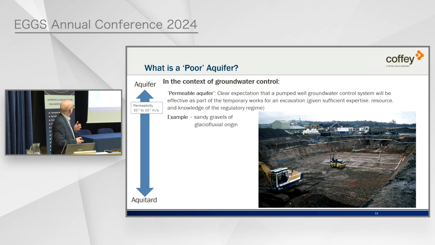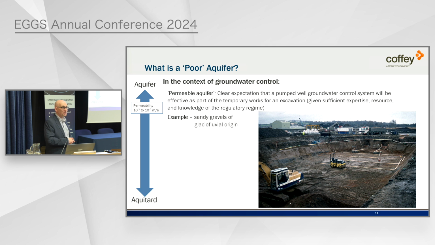So in groundwater control terms, with a permeable aquifer, you would have a clear expectation that a pumped well system is going to be effective as part of the temporary works for an excavation, provided you have sufficient knowledge of the ground conditions, the regulatory regime, resources, and so on. So here we've got an example.